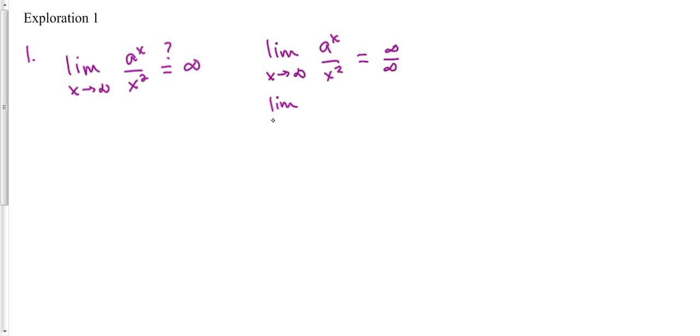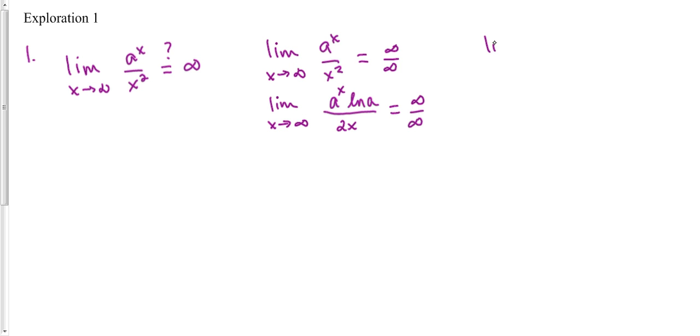So when I apply L'Hopital's rule, that means that I take the derivative of the numerator and put it in the numerator, and I take the derivative of the denominator separately and I put it into the denominator. So the denominator is pretty easy. The derivative of x squared is 2x. The numerator, on the other hand, we need to go back and remember that this is going to be a to the x times the natural log of a. And again, when I substitute in, I'm going to get infinity over infinity, still an indeterminate form, but still something I can apply L'Hopital's rule to.